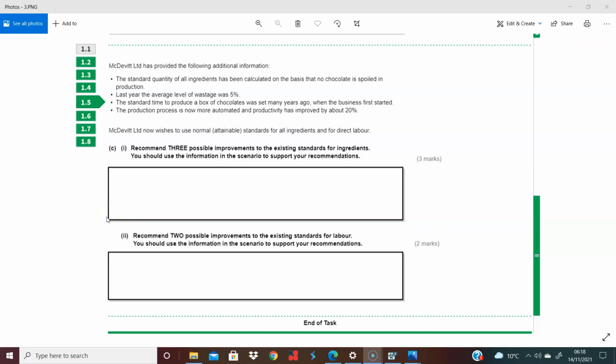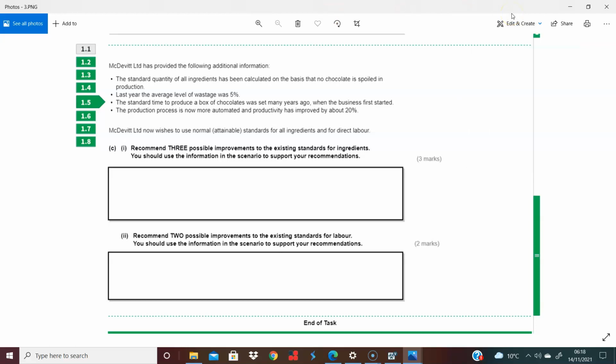Right, and this partly acknowledges that, listen, we need to be using attainable standards as opposed to ideal standards. In terms of ingredients, they tell us the standard quantity has been calculated on the basis that no chocolate is spoiled in production. That's what we have. They're also giving us some information that last year the average level of wastage was 5%. So in terms of attainability, we want to incorporate.